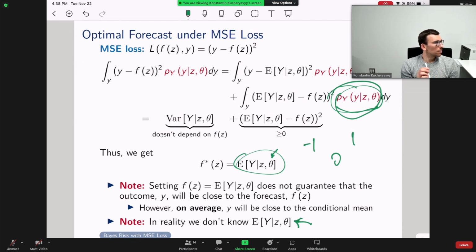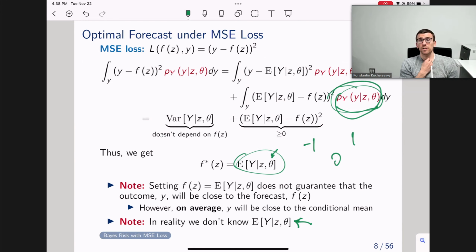If you want to think about practical applications or practical consequences of that, suppose that you are in a central bank and your task is to predict next quarter inflation.